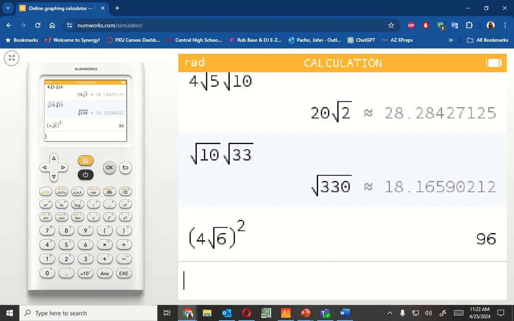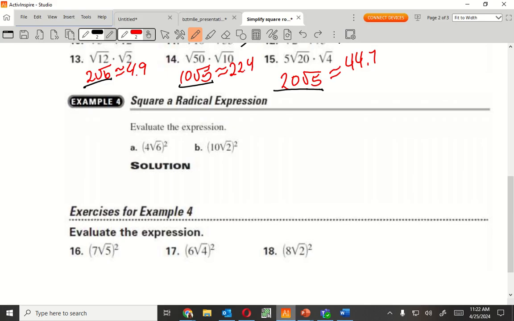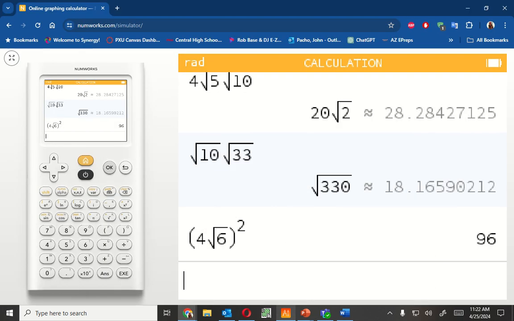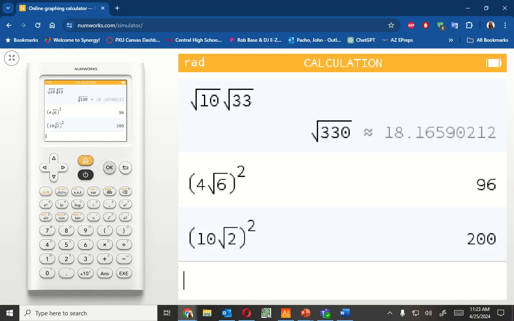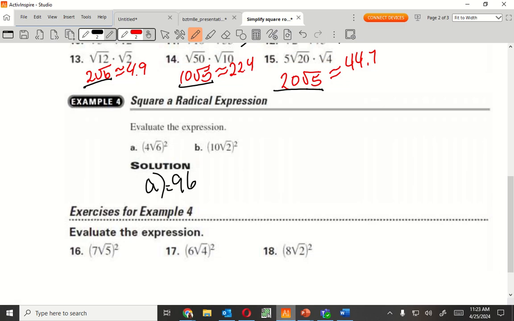Okay. All right, so my first value is 96. Next one. Plug that in the calculator. And open 10 radical, was it radical 2? Yes? Okay, thank you. Sorry. Close it and square it. 200. There we go.